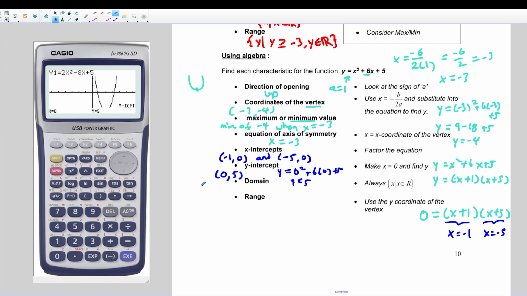Last but not least, I hope you guys can probably see that your domain for pretty much every parabola we're going to work with is x is an element of the real number system. And since we have a minimum, we've got y such that y has to be greater than or equal to, in this case, -4, y as an element of the real number system.